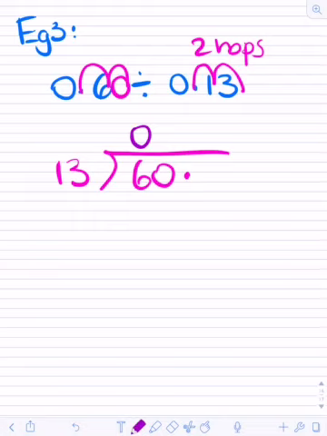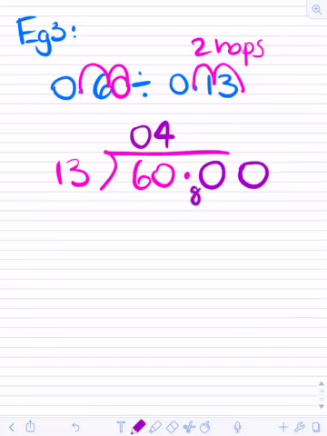13 into 60 is 4 times. And we can add our recurring zeros at the end because after a decimal, remember, it doesn't matter. They're all zeros. So 4 times 13 is 52. And so I subtract from 60. And my remainder is 8. So now how many times does 13 go into 80? 6 times. Let's do 6 times 13. That's 78. I wanted 80, so I have 2 remainder.